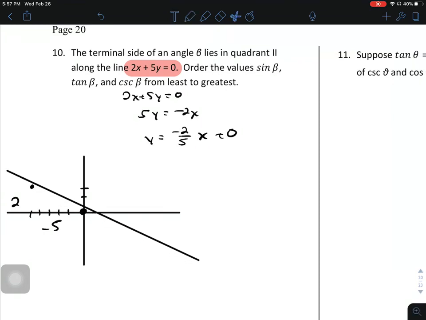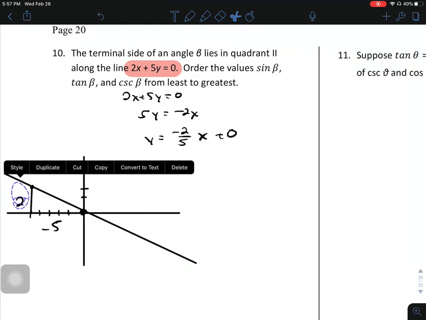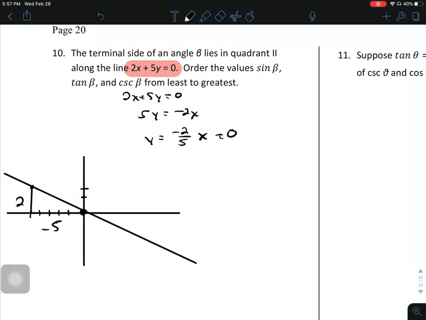I know you could be thinking, well, what if I wanted to go left 10 and up 4 and use the ordered pair -10, 4? You can do that as well. So everything's going to reduce to the same thing. If we draw our reference triangle for this, we know what x and y are. We don't know what the hypotenuse is.